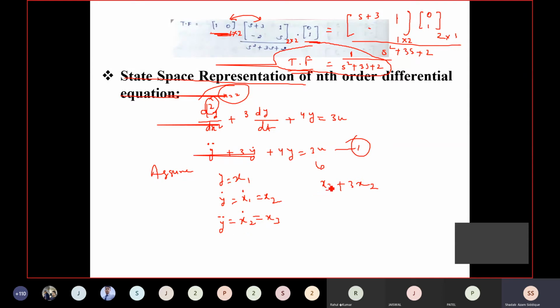Okay, sorry, 1 minute. So x2 dot plus 3x2 plus 4x1 is equal to 3u. Okay, now this is x2 dot. Now already we have x1 dot is equal to another equation. x1 dot is equal to, what is that? x1 dot is equal to x2. Okay, is it correct? And y equal to x1.